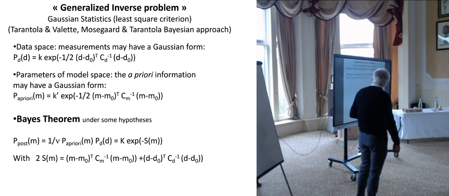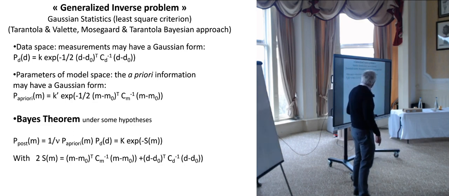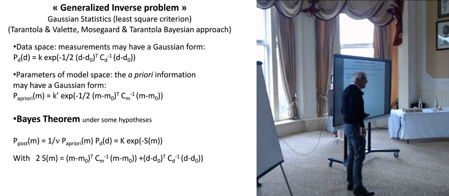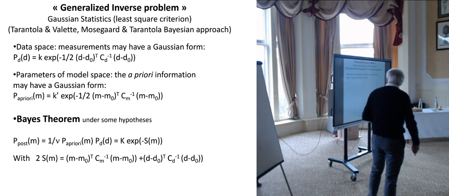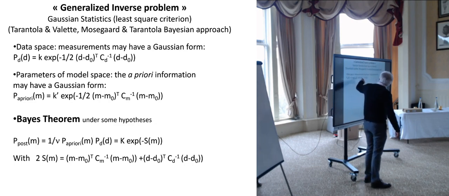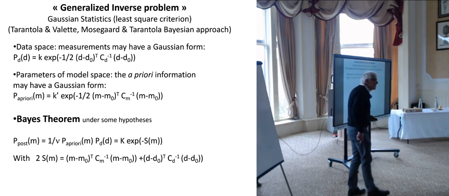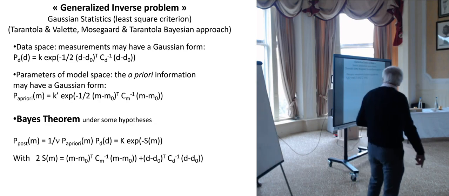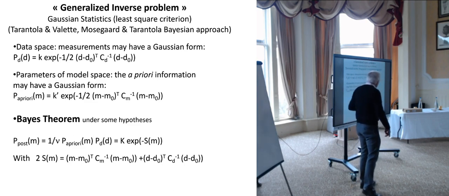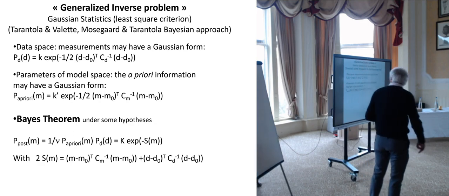In that case, it's quite easy. In the data space, if the measurements have a Gaussian distribution, you can calculate the probability distribution of data, which is related to the exponential of this part of the cost function, the residual times CD minus 1 times the residuals. So it is this kind of probability distribution. In the model space, we can do the same. If we have a Gaussian distribution, we have again this a priori distribution of model parameters.